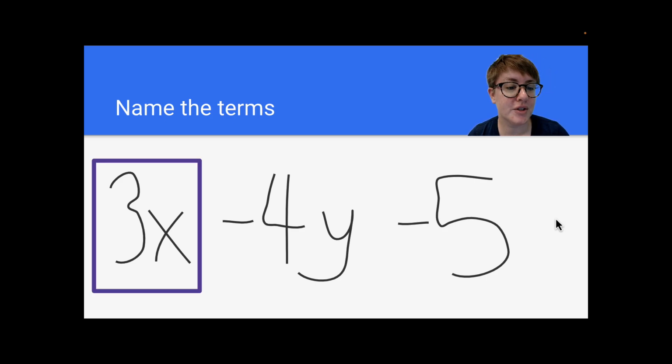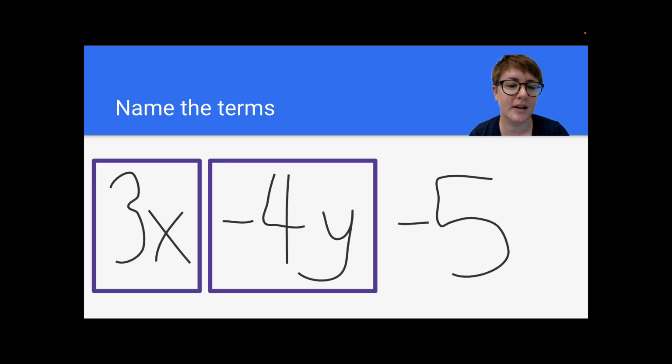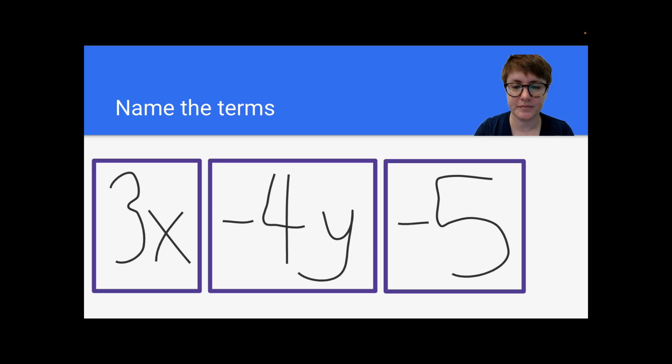All right, our first term here is 3x because it's a coefficient with a variable. Our second term is -4y. That's a term because it's another coefficient with a variable. And we have to scoop the negative that falls before 4y. And then our last term is -5 because that's a number on its own. And again, that can also be a type of term.